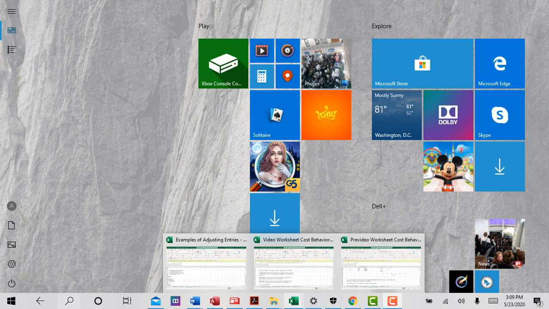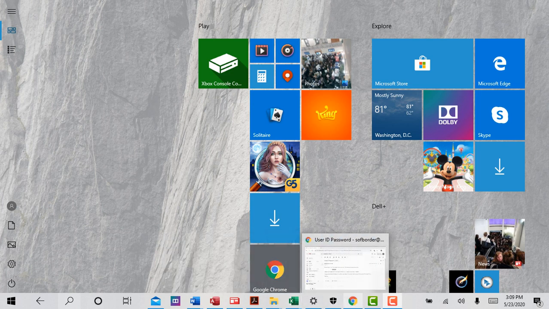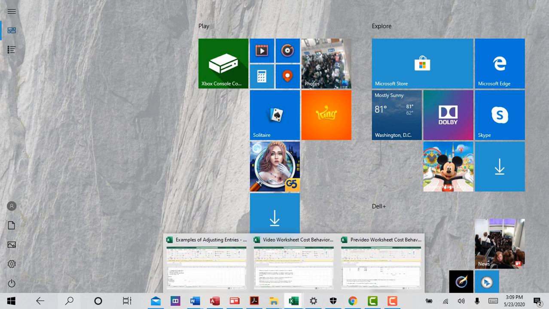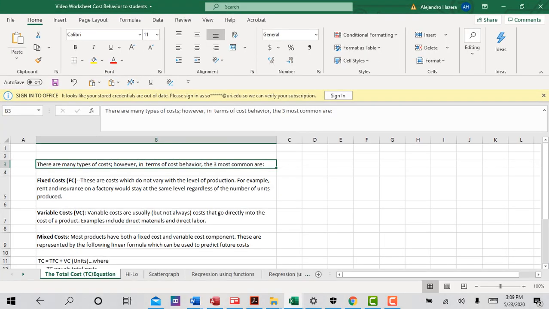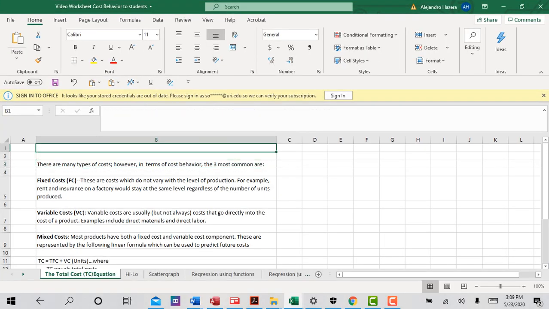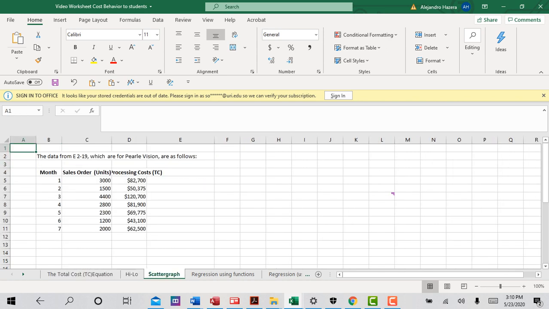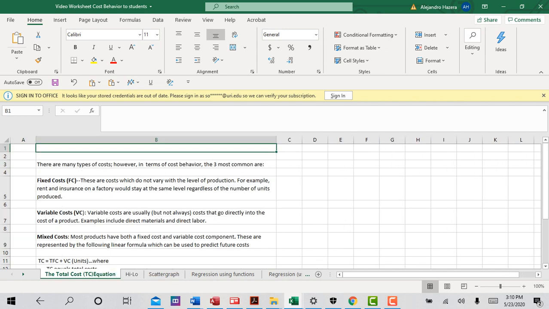Mixed costs. Mixed costs are types of projects or activities or production processes which have both fixed components and variable components. Okay, so let's go ahead and get started, and I'm going to base this on Excel, and this is the worksheet that we'll be using. Make sure it's the correct worksheet here. It is. And so we're talking about cost behavior here.